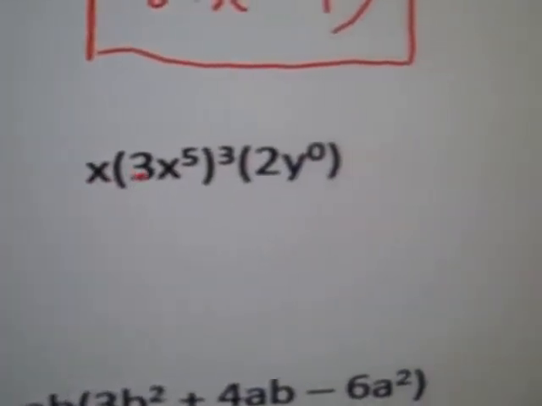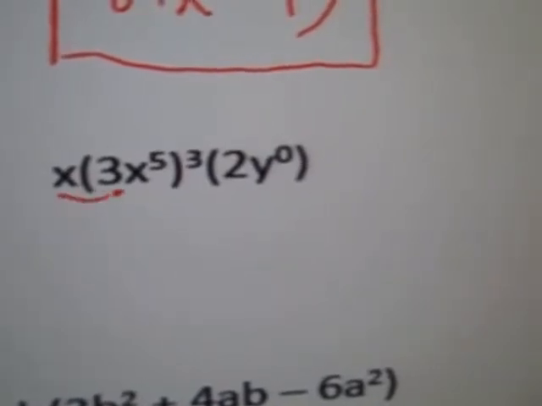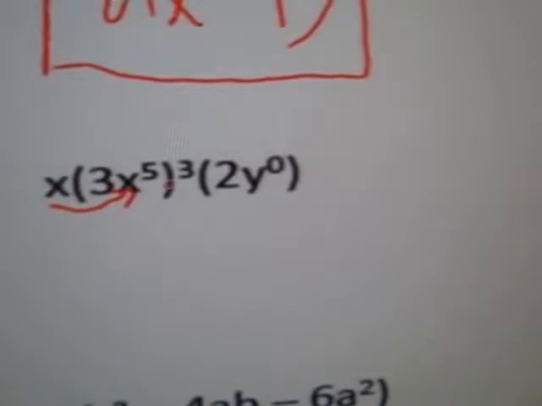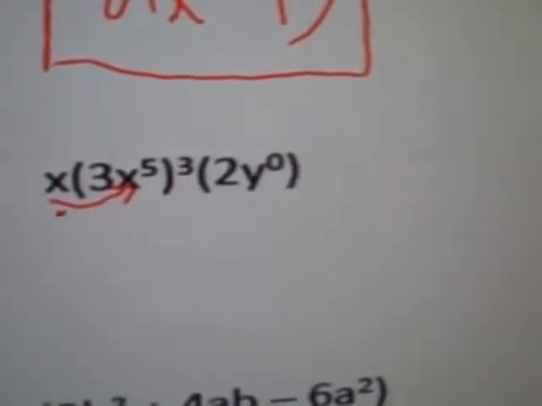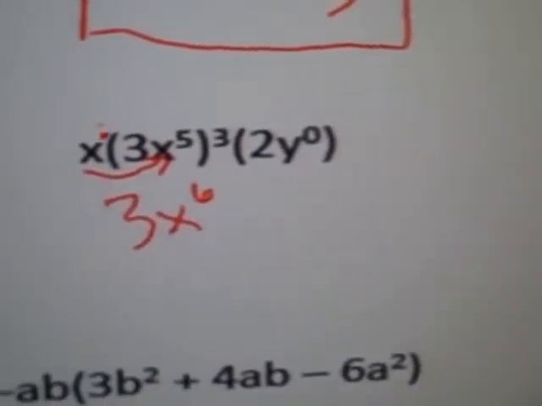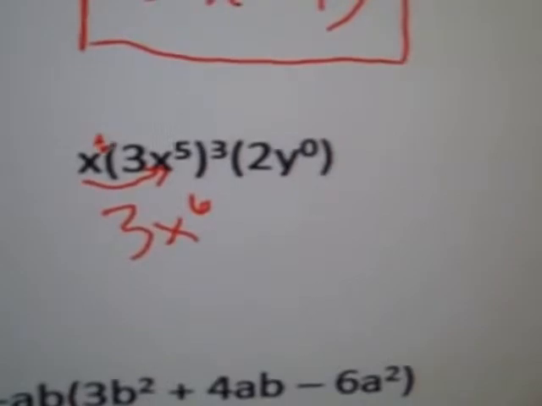Number 4, I'm distributing this x to this term, only this term right now. It's really multiply all the way through, but I'm just going to do it one at a time, starting from left to right. When I do that, I get 3x to the 6, because there's a 1 here. It's not written, but I know it's there. I add 1 and 5, I get 6.